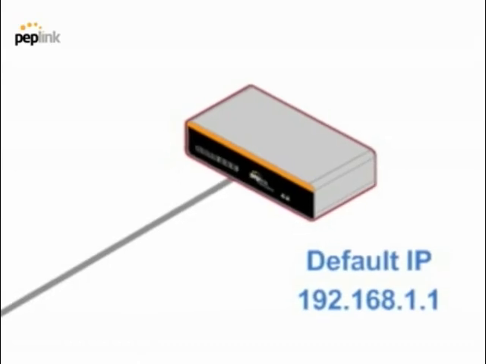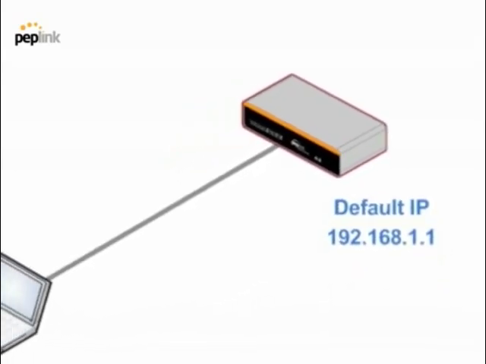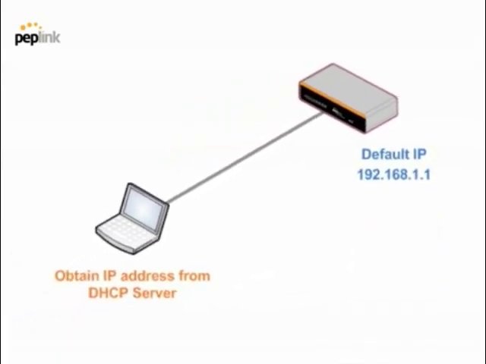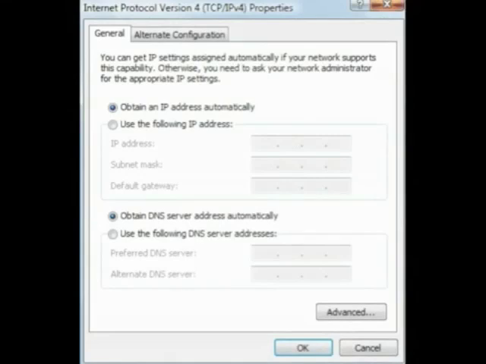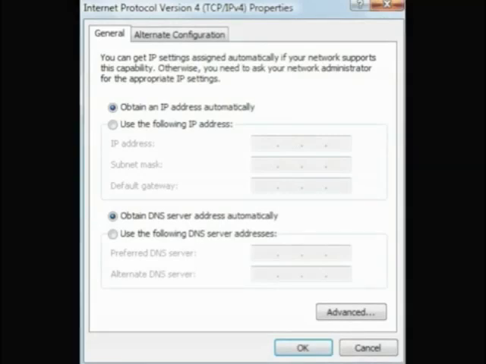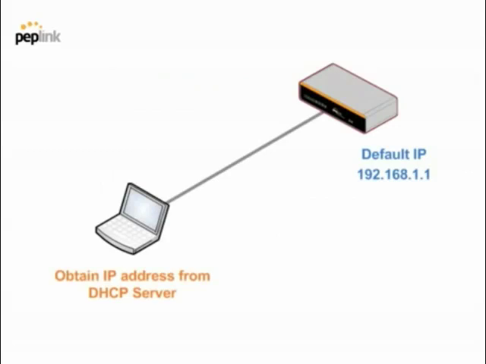You should set up the initial configuration of the balance separately before plugging it into the production network. Turn the power on and connect a computer to one of its LAN ports. You may need to configure your computer to obtain an IP address automatically. Then, use your browser to connect to the web admin interface.